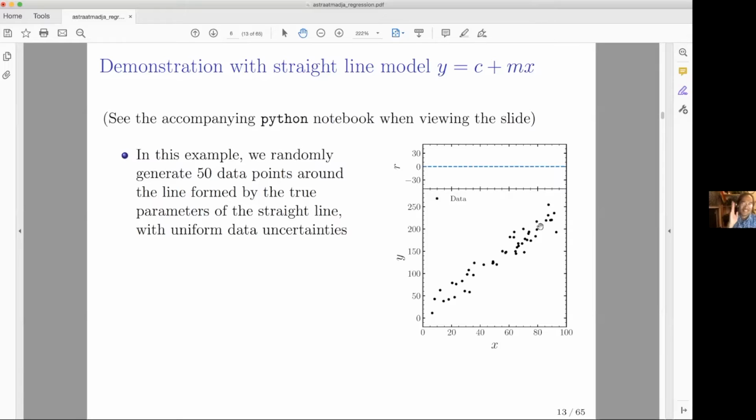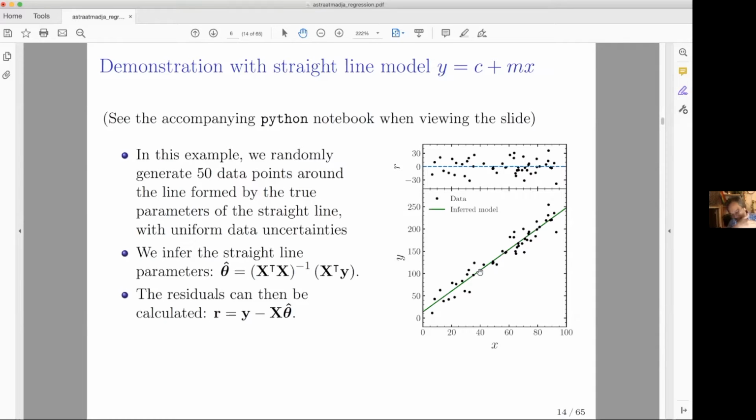And this is Gaussian noise, and the noise has the same magnitude here. So if we use the equation here to solve for theta, then that's the line. And you can see the residuals here, just to give you some idea. This is not the same scale as here, so don't be scared if it looks large. It's actually quite small.